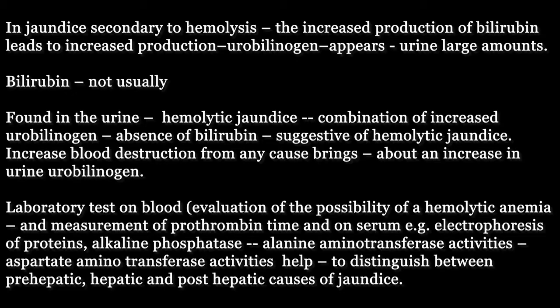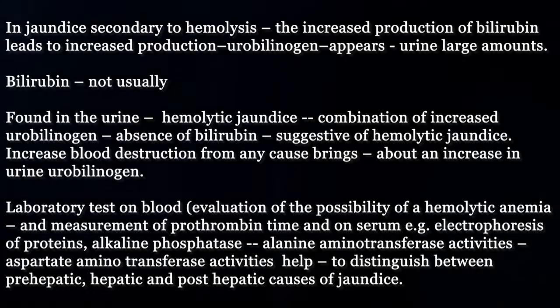So laboratory tests on blood evaluating the possibility of a hemolytic anemia, and measurement of prothrombin time, and on serum electrophoresis of proteins, alkaline phosphatase, alanine aminotransferase, and aspartate aminotransferase activities help to distinguish between prehepatic, hepatic, and posthepatic causes of jaundice. This is how to differentiate prehepatic, hepatic, and posthepatic causes of jaundice.